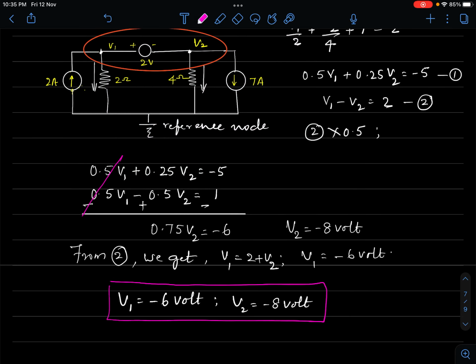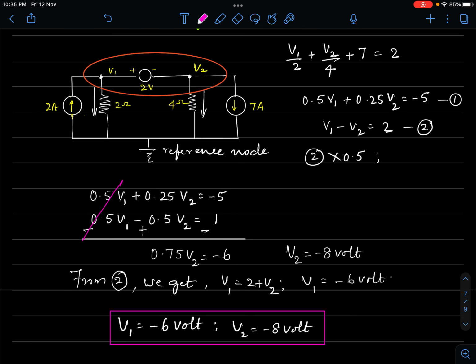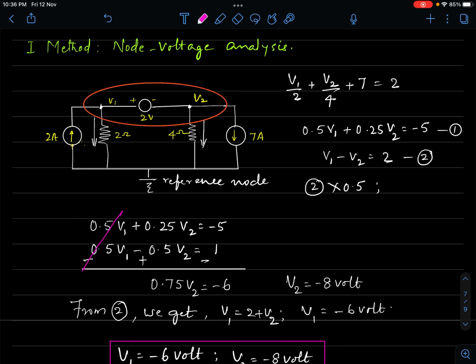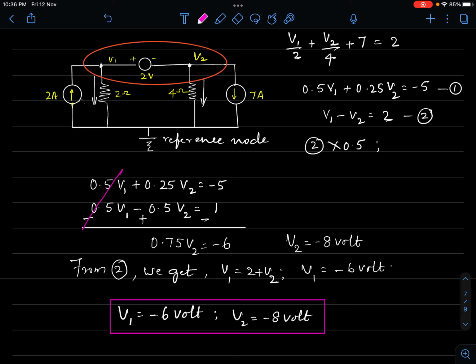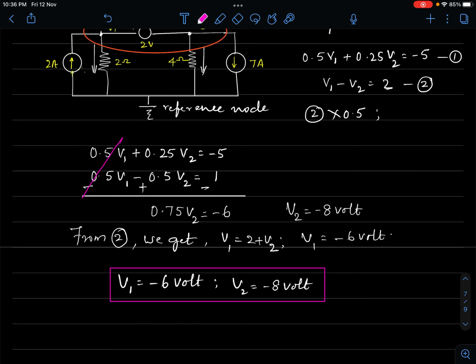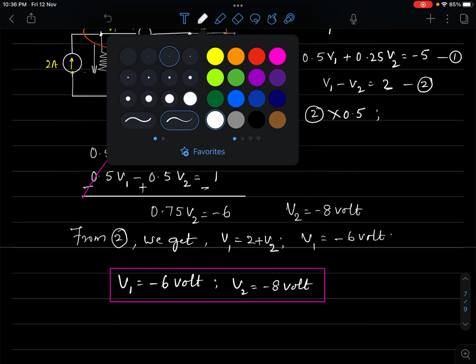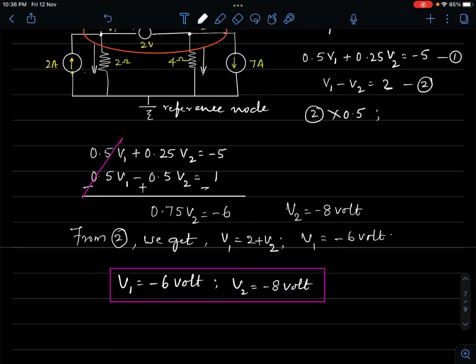Okay, so this completes the problem. As far as the problem is concerned, we are done with the problem. Is it okay? We need to check. Every time you do a problem, it's preferable we run a check whether our results are okay or not. So if I can substitute in these values in equation 2, on the left hand side, do I get 2?